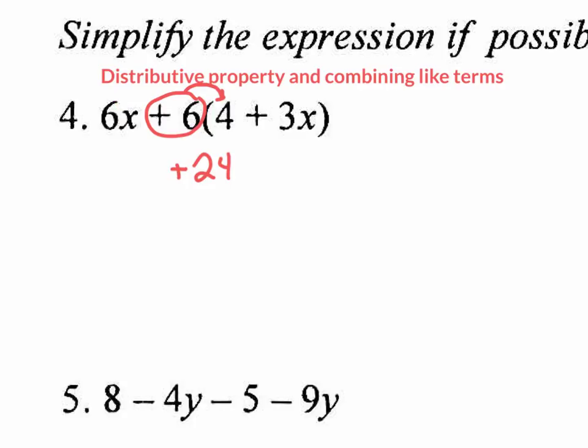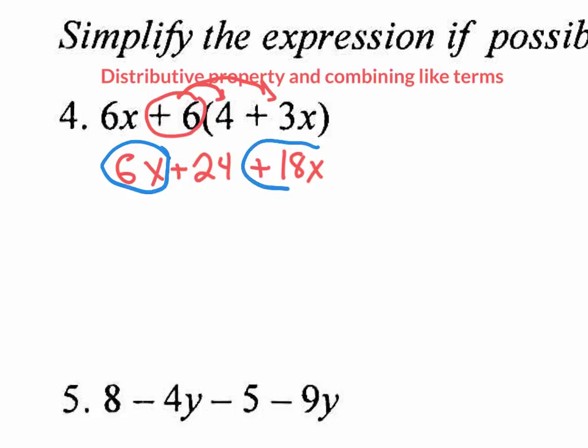Let's distribute that positive 6 to the positive 3x. So positive 6 times positive 3x, that's positive 18 with an x. And now let's bring down the 6x in the front. So now I truly have 3 terms, 1, 2, 3. And out of those 3 terms, I need to combine the ones that look alike. And I'm talking about the x's. I have a 6x and I have an 18x.